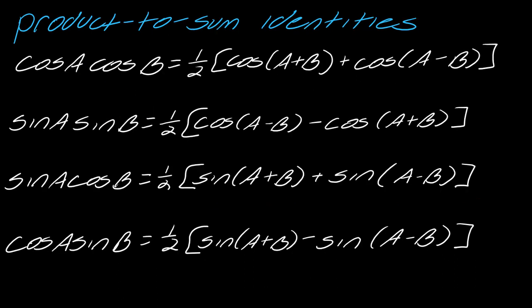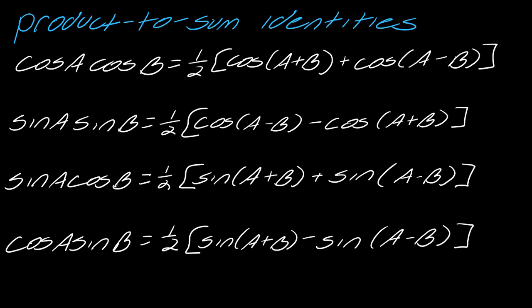But without further ado, these are the product to sum identities. I'm not going to prove all of them, but you just saw the gist of them, right? So if you wanted to figure out this one, you would literally just add sine of a plus b and sine of a minus b. If you did that, then you would see this result somewhat quickly. So these are the product to sum identities.